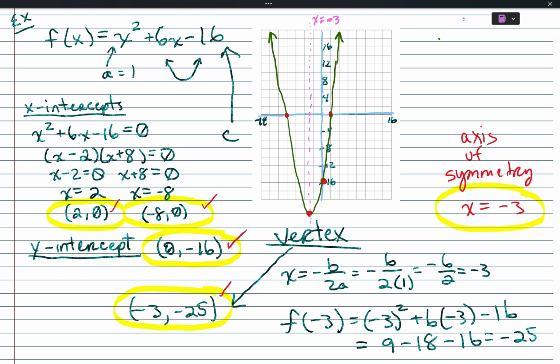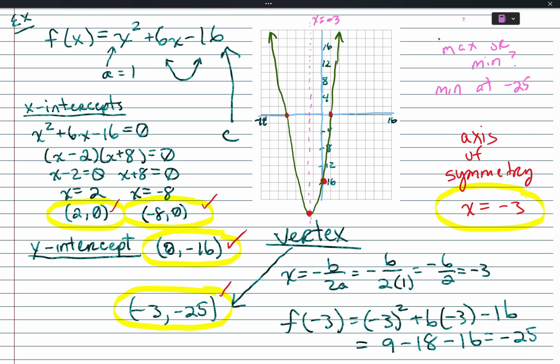So if the problem also asks you for a maximum or a minimum value, I told you in the beginning that if your parabola is concave up, it has a minimum value. If it is concave down, it has a maximum value. So ours has a minimum value. Our minimum value is at negative 25, right? And it has a minimum value right there because that's where it changes direction after going downhill and then increasing back up, after decreasing and then increasing.